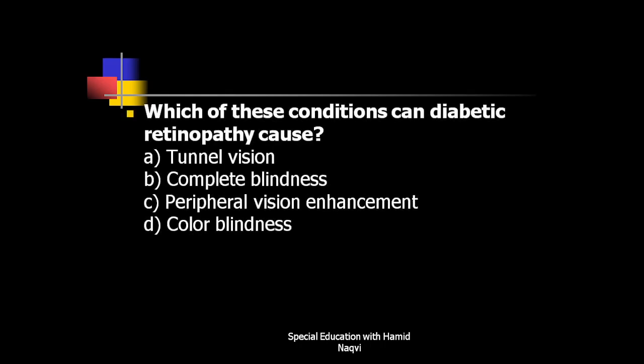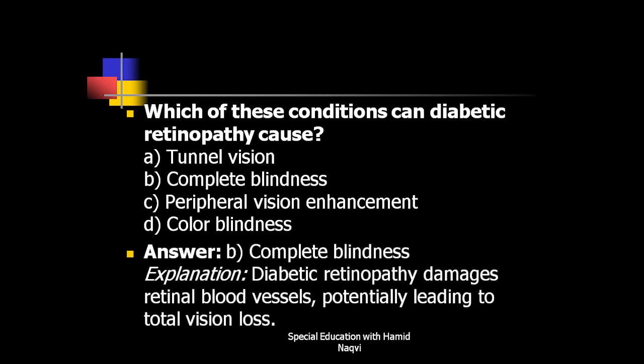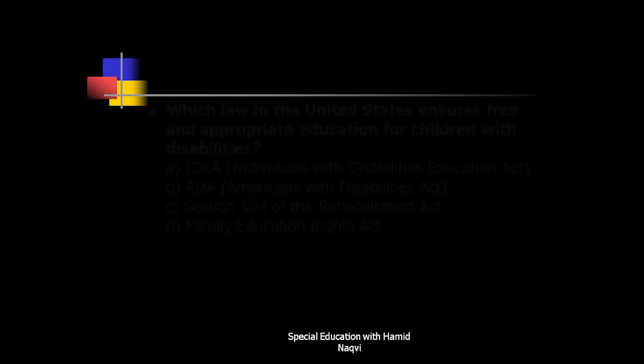Which of these conditions can diabetic retinopathy cause? Tunnel vision, complete blindness, peripheral vision enhancement, color blindness. Answer is complete blindness. Diabetic retinopathy damages retinal blood vessels, potentially leading to total vision loss.